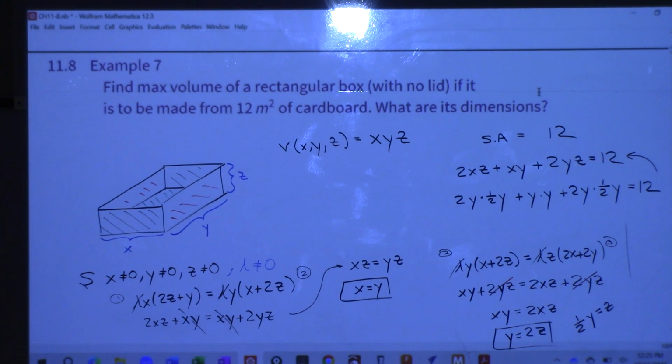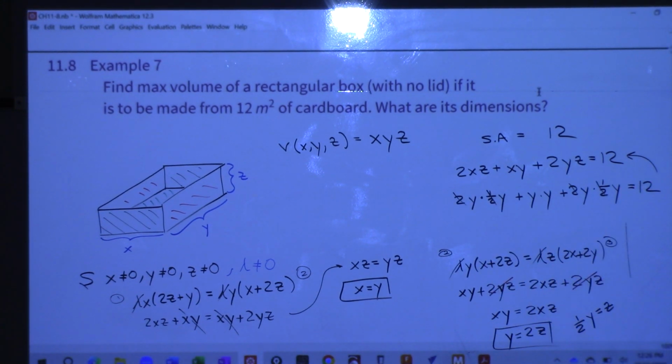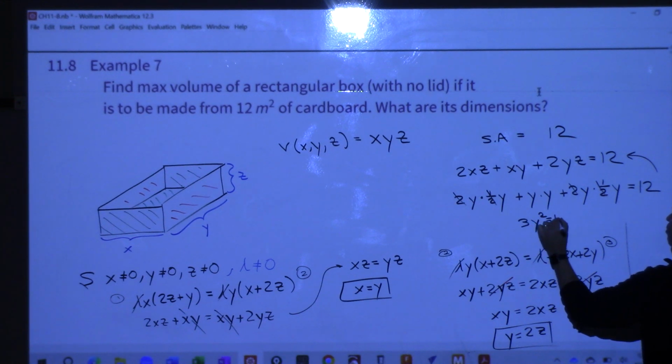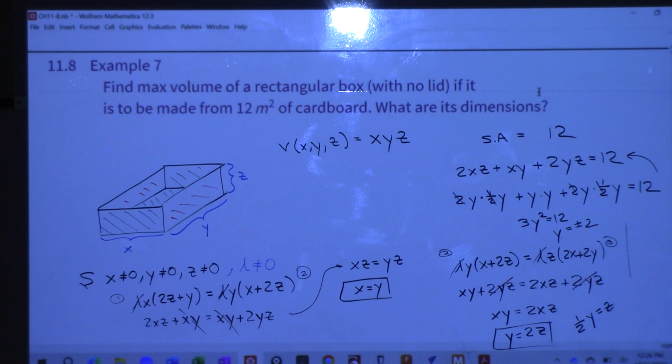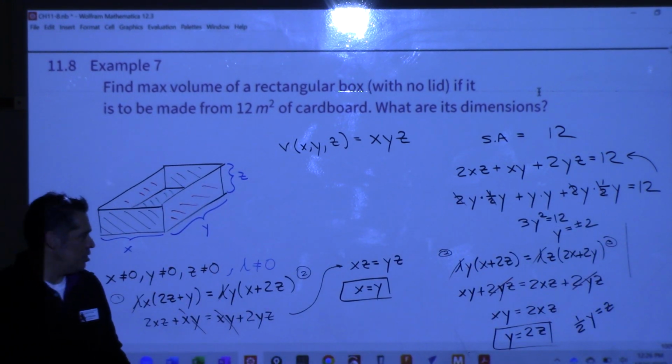Now we just simplify. 3y squared equals 12. Y is plus or minus 2. And I think we can throw out one of those answers right now, because y being negative 2 doesn't make any sense in my picture, does it? So I can throw it out. So I'm only going to look at y as 2.